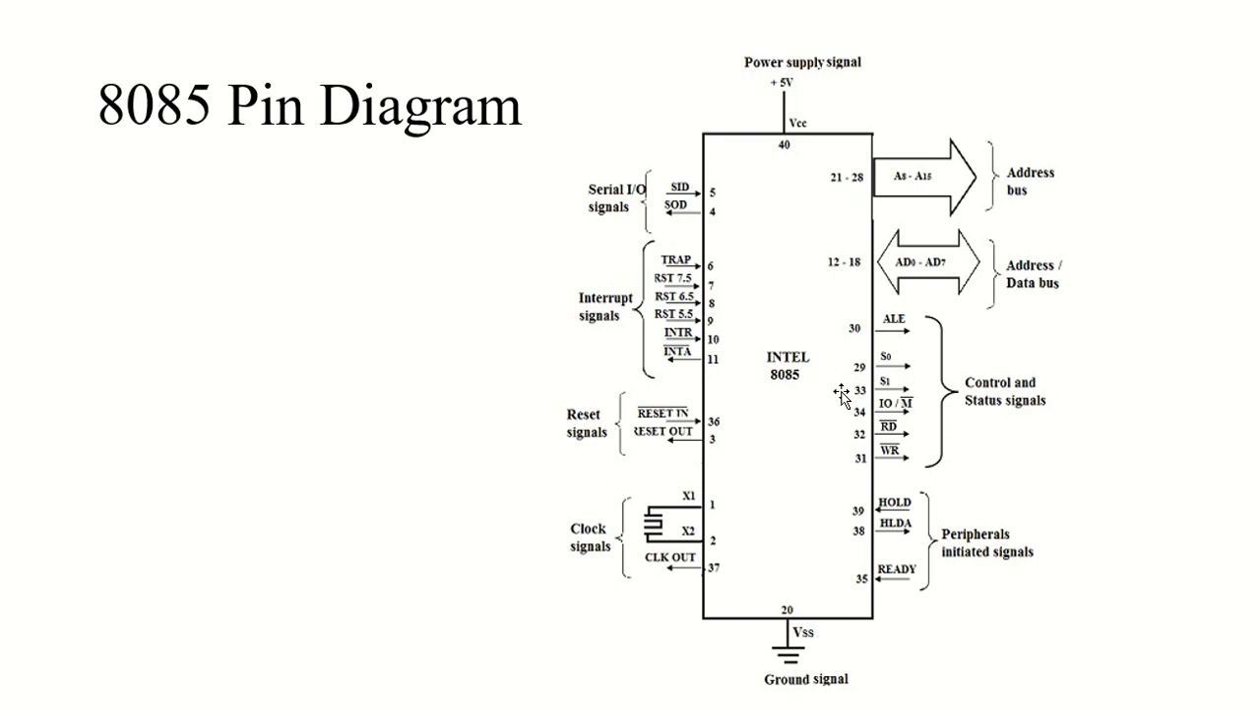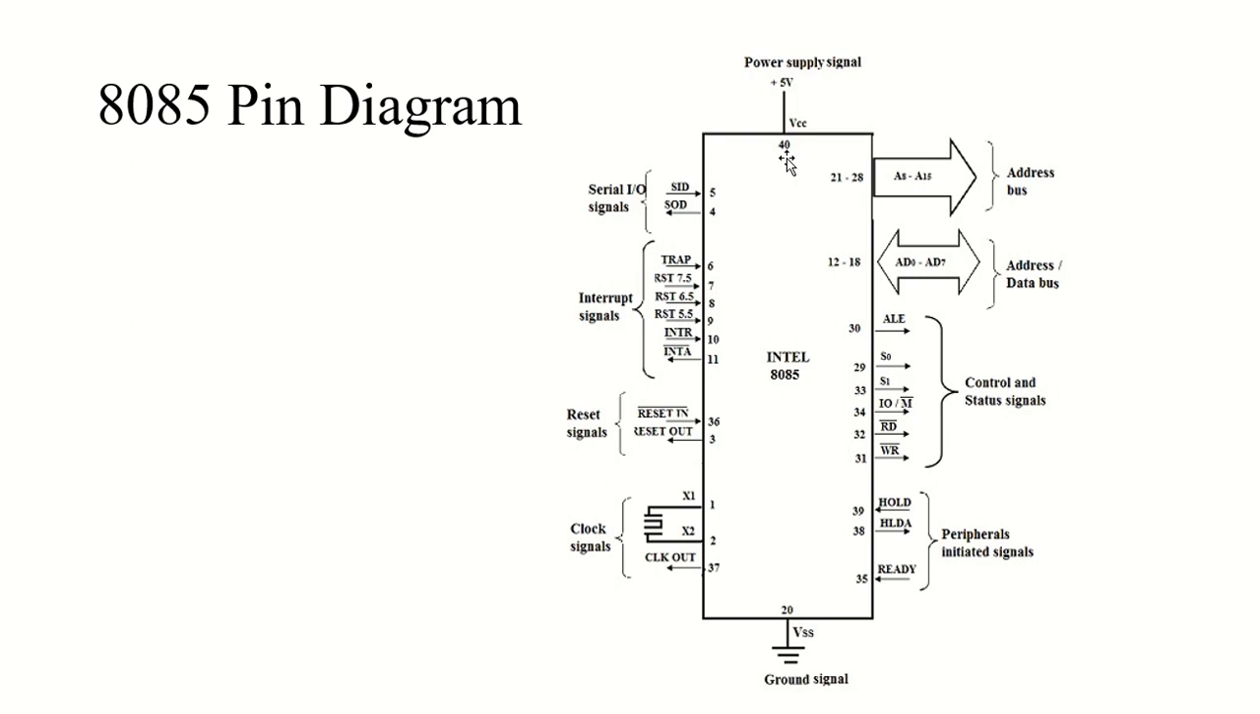After that we get ready, reset in, and other signals. From 35 we get peripheral initiated signals till 39, and in between also notice that reset in comes in at 36. So the reset signal interrupts the peripheral initiated signals, and it goes till 39. And the 40th is, of course, VCC or power supply. So that is the basic pin diagram. Let's discuss each of the pins in detail.